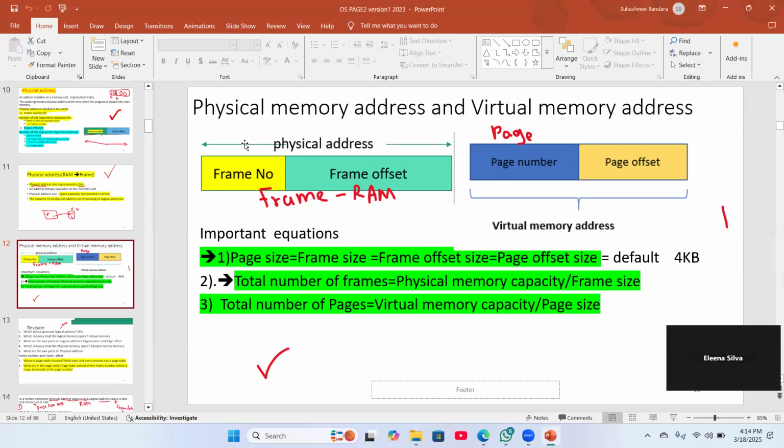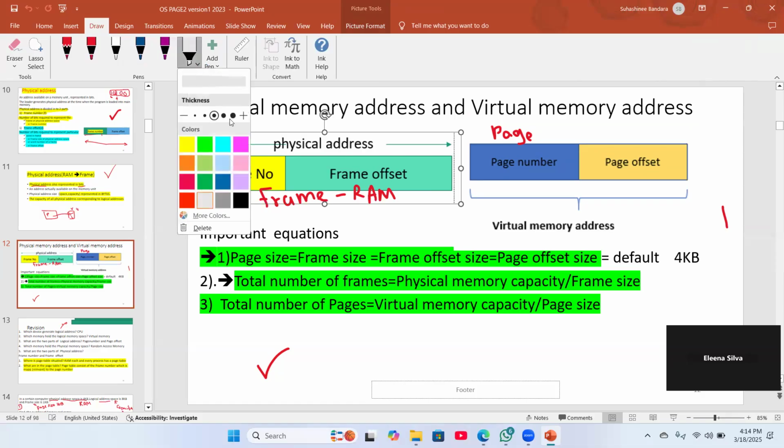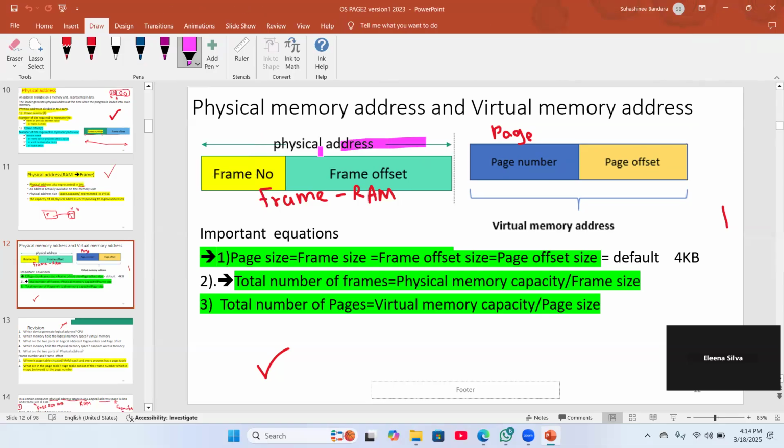So both addresses are set separately, and there is a frame number and a page number. And the most important thing is the frame offset and the page offset. Both are equal. Frame offset and the page offset. If I take a different color, okay, I'll take this color. So frame offset, this one, and the page offset, both are equal.